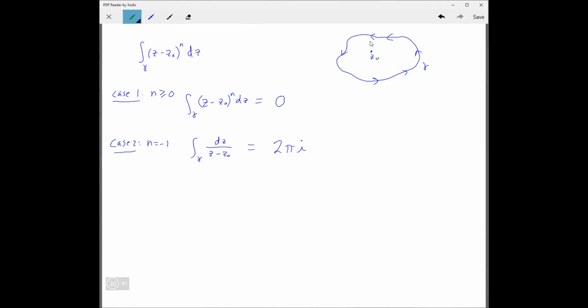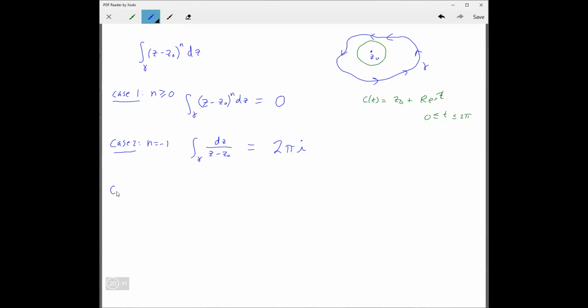And then another way you could do it, the way that I showed you, is you deform this contour down to just the circle. Then you parameterize the circle as z naught plus r e to the i t and go from 0 to 2 pi. Okay, and then that comes out to 2 pi i. I've shown you how to do that before.